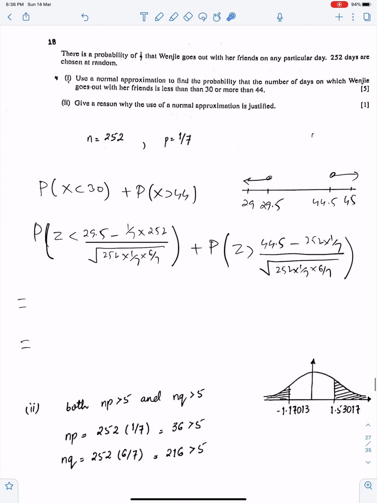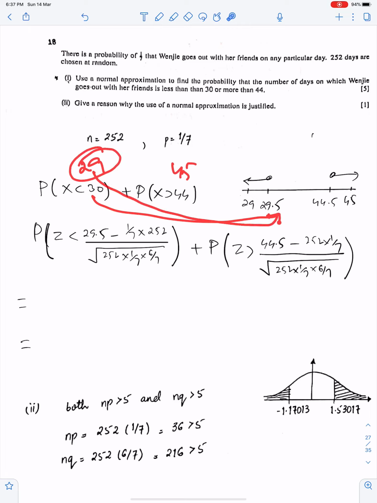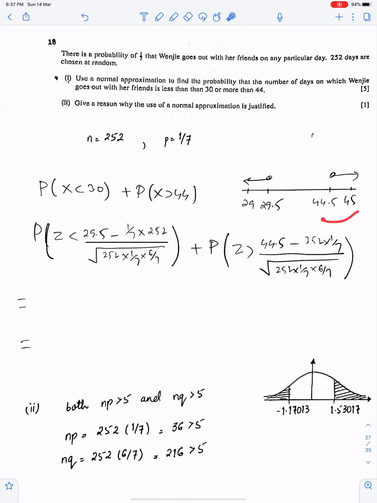Okay, question number 18. 1 upon 7 is P, 252 is N. Use a normal approximation. Less than 30 or more than 44. Less than 30 is here, or means plus sign. More than 44 is here. So on the number line, you have to write 29. The first possible integer is 29 and here 45. Take the upper bound of this and take the lower bound of 45. Get this and add both the probabilities.